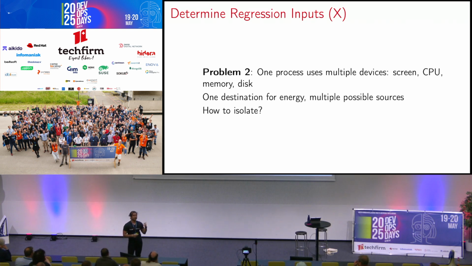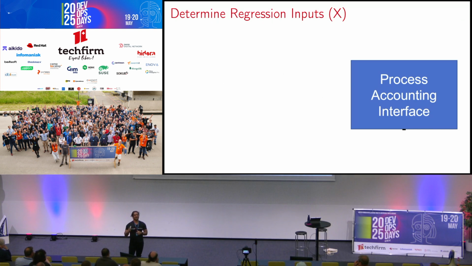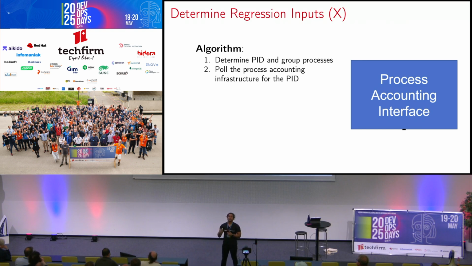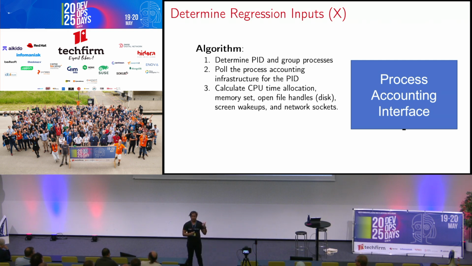Well, here's one more algorithm. Remember, I told you can get coffee. So I'll try to keep it fast. First of all, we figure out the process ID. And we figure out all the group processes in this group. Second, the /proc interface in Linux tracks how much time, how many file handles, how many network sockets each process is using, how many screen wake-ups it causes. We get this data from the proc interface, and we calculate the fraction.